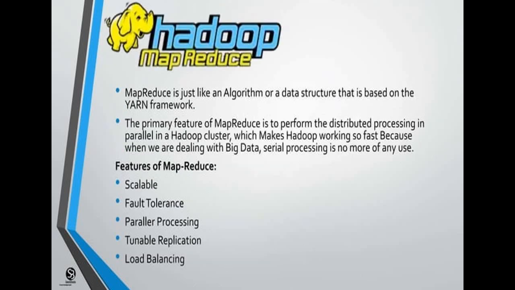Apache MapReduce. MapReduce is just like an algorithm or data structure that is based on the YARN framework. The primary feature of MapReduce is to perform distributed processing in parallel in a Hadoop cluster, which makes Hadoop work so fast, because when we are dealing with big data, serial processing is no more in use. Features of MapReduce are scalable, fault tolerance, parallel processing, tunable replications, and load balancing.